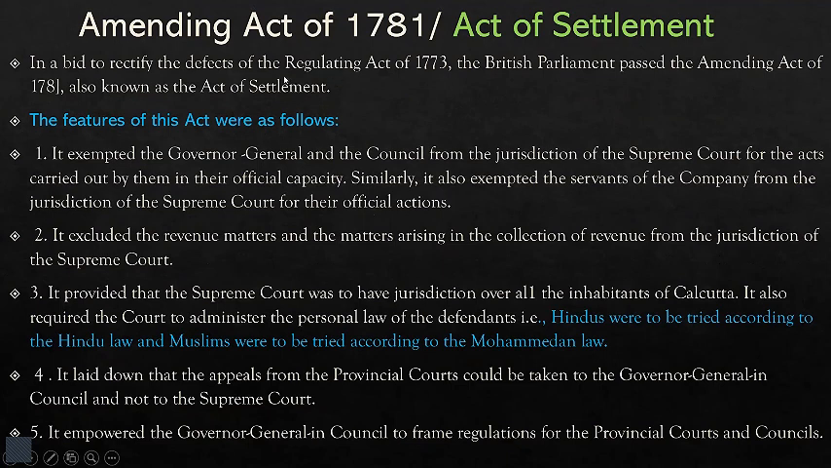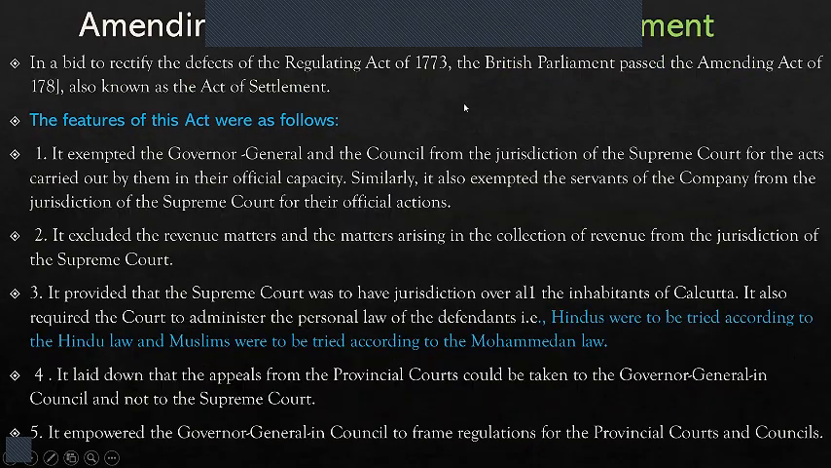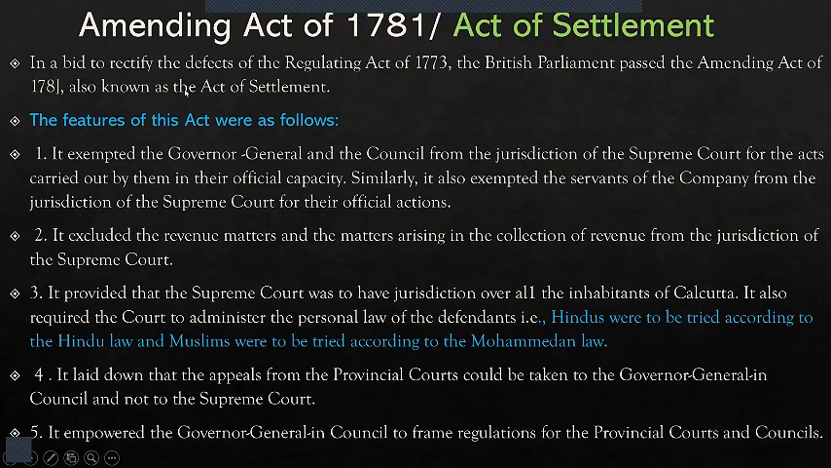Okay, so what happened was in the Regulating Act of 1773, there were some problems or defects detected. So through this act, those defects were changed, or we can say corrected. Okay, so that's why it is also known as the Act of Settlement. Like, there was some wrongdoing, so now it is settled. The features of this act are as follows.